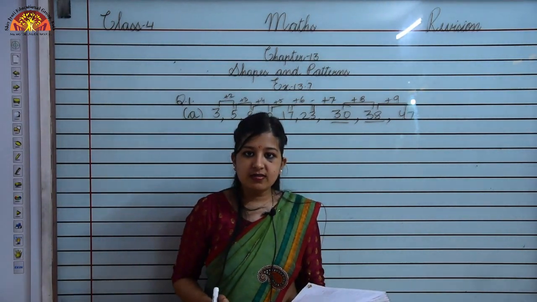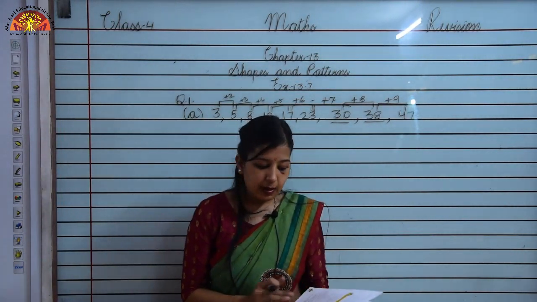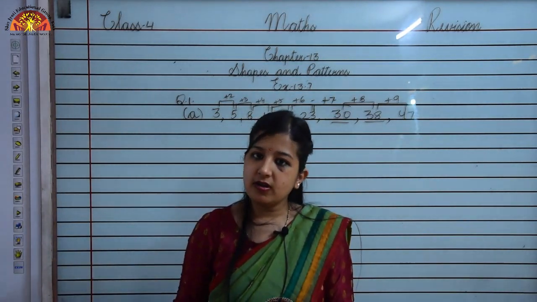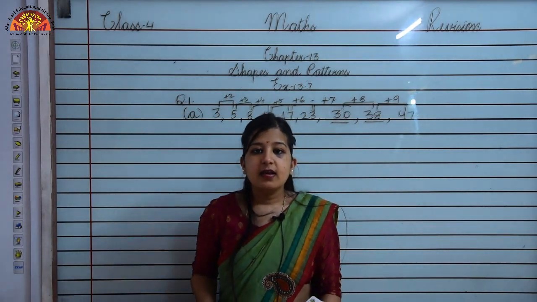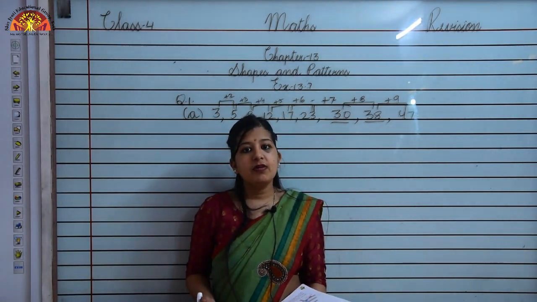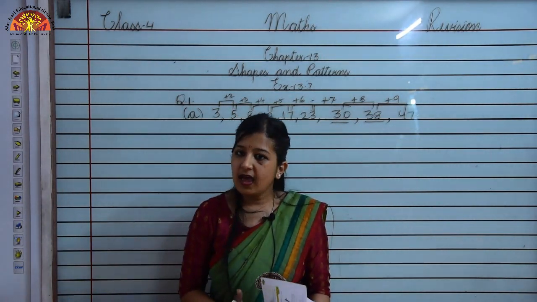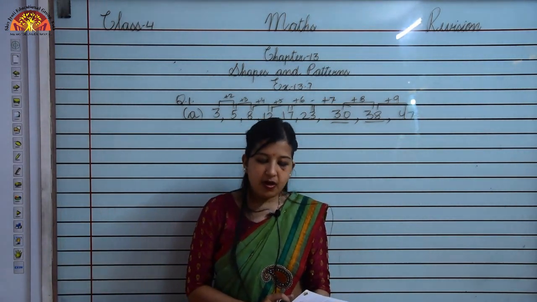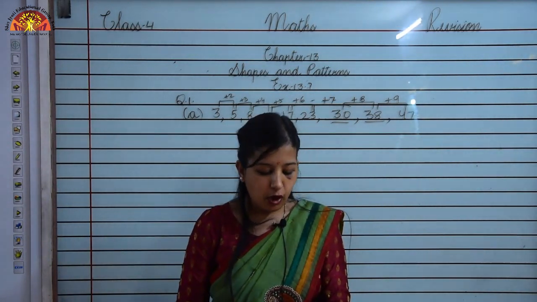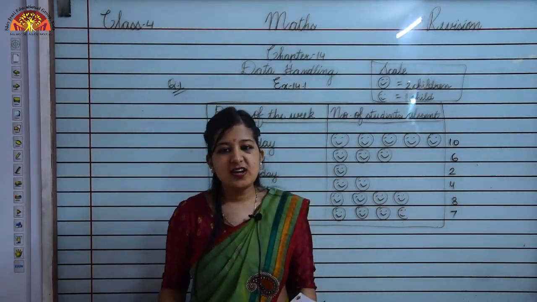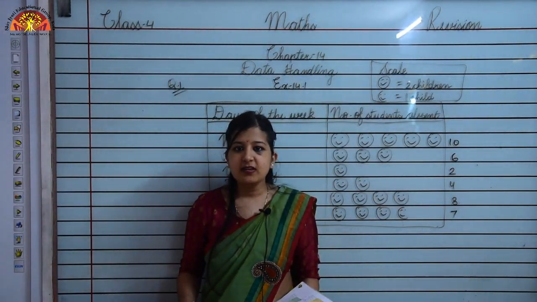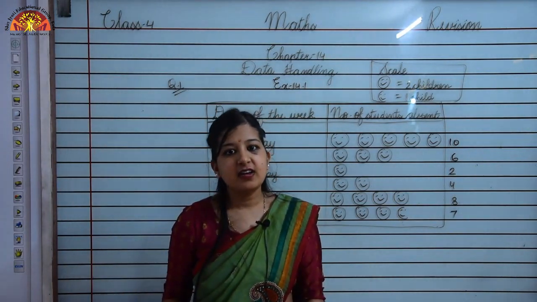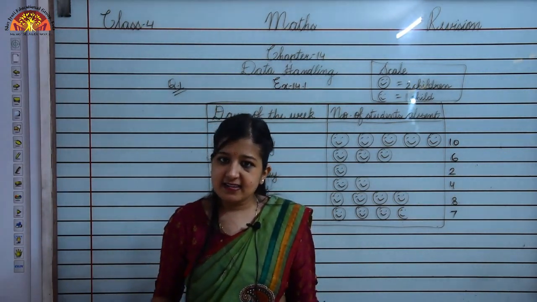Now we are going to study our next chapter, that is data handling. So students, what is data handling? Data is a collection of information, facts and figures. So students, open page number 186 of your book. Students, this data needs to be arranged systematically. So a systematic way of arranging the collected data is called data handling.